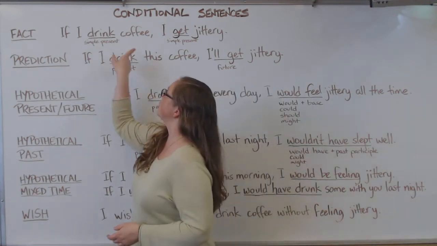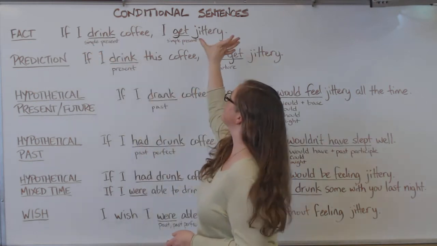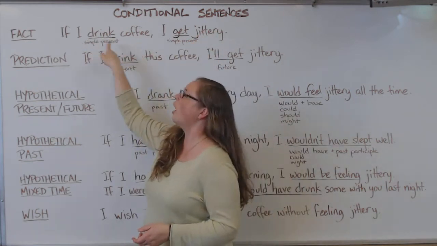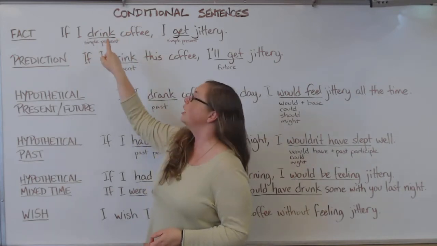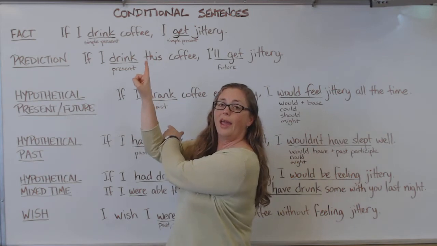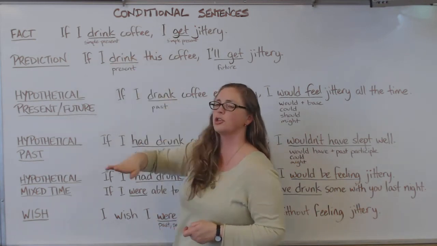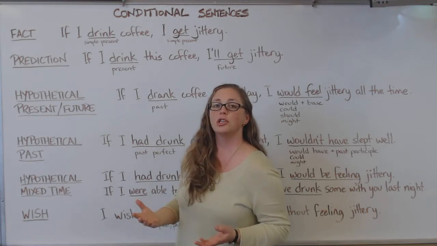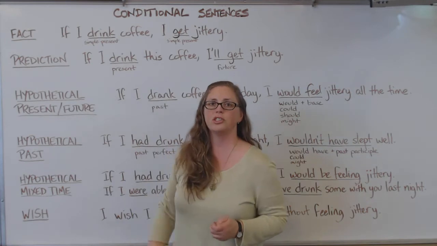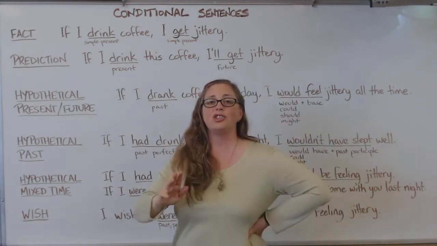So these are the 2 different clauses. This is the condition clause and this is the result clause. When the condition clause is first, you put a comma. If you did it the other way and you put the result clause first, then there's no comma. The condition clause starts with if in most situations. If I drink coffee, I get jittery.